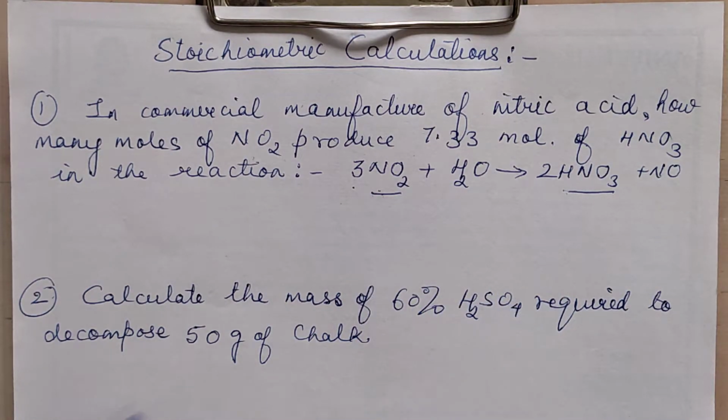To solve the stoichiometric calculations, you will have various types of numericals. You may consider mass relation, you may have volume relation, you may have mass volume or mole. Now, as the question is coming, I will explain it, right?